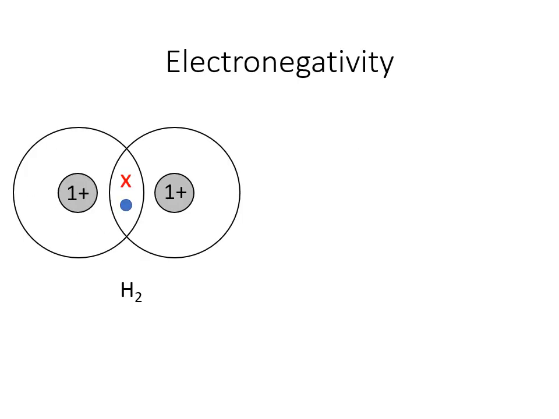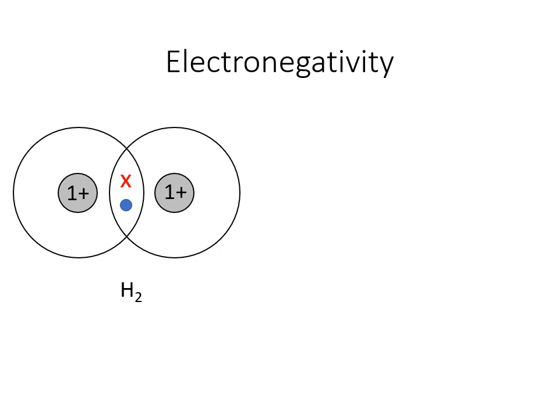So let's take a look at electronegativity. So we've got here a molecule of hydrogen being represented, and we've got the 2 individual hydrogen atoms with their 1 proton in the nucleus, and we've got the shared pair of electrons represented by the dot and the cross. And what we find for a small number of molecules is that these shared pair of electrons are right in the middle between the two nuclei. They're equidistant from the nuclei.